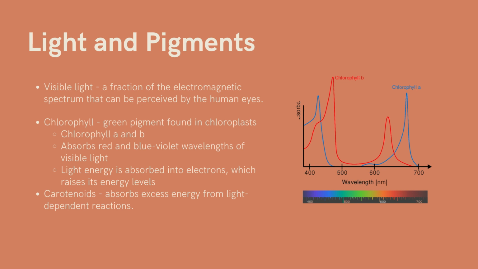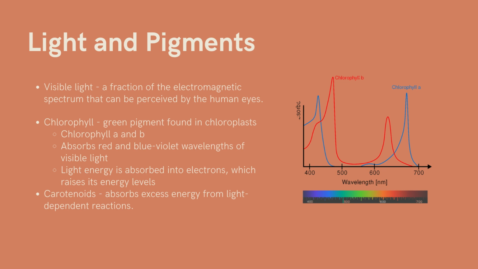So this visible light is very important in photosynthesis, as this visible white light is where plants acquire their radiant energy for energy production. Now, the pigments that we will talk about for this photosynthesis, we have two: chlorophyll and carotenoids.